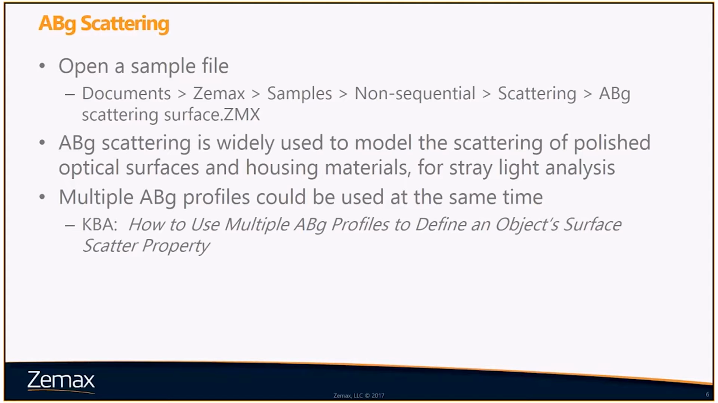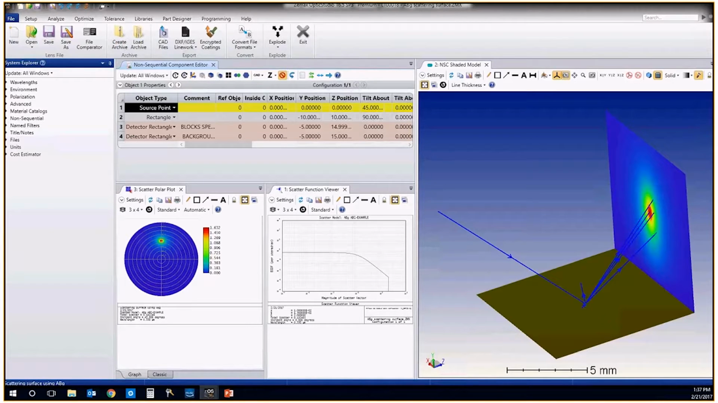So let me go ahead and pull up OpticStudio here. Okay, so within my ABg scattering surface sample file, I can see that I start with a source point that's emitting a ray of light. It comes and it hits my rectangle, and then at which point the ray is both reflected and scattered into multiple directions. And then we are going to go ahead and look at the output on our detector rectangle.